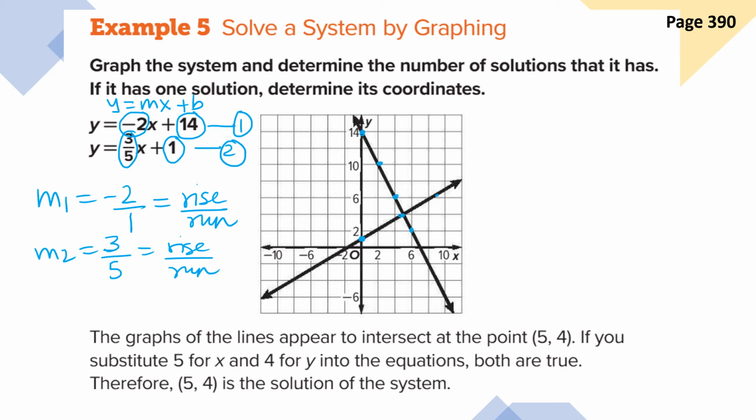Now these two lines are meeting at this point. So let's see what is the coordinate. The x coordinate seems to be 5 and the y coordinate seems to be 4. So the point of intersection is (5, 4).